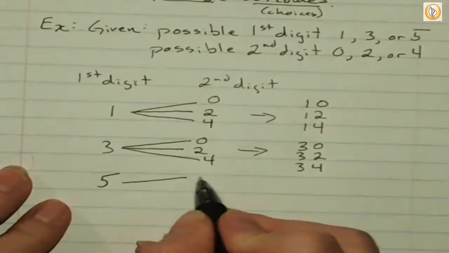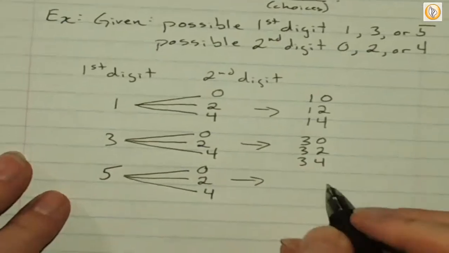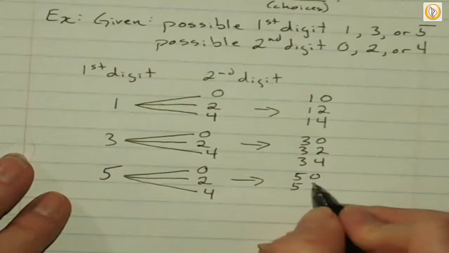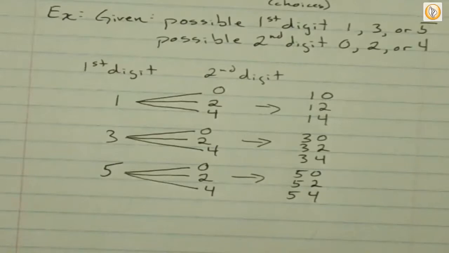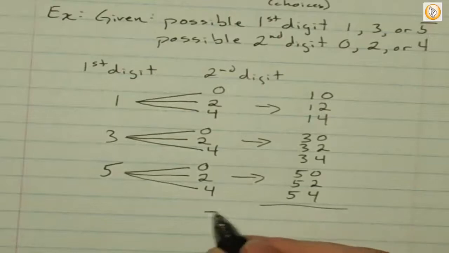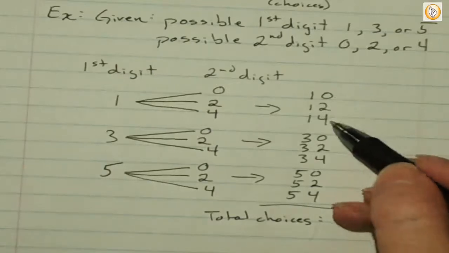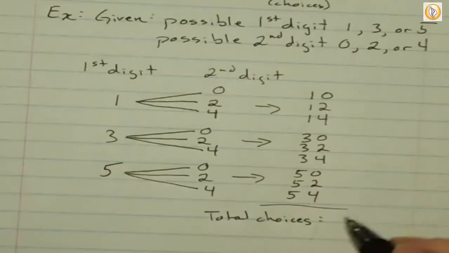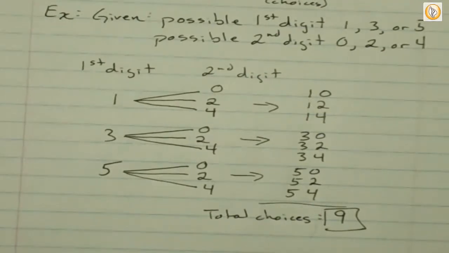And then for 5, same thing. Your choices would be either 0, 2, or 4. So then your 2-digit password would be either 50, 52, or 54. I'll let y'all catch up. So how many total choices do you have? Atalia? That's right. 1, 2, 3, 4, 5, 6, 7, 8, 9. So that would be your answer. 9 total choices. Any questions about the tree diagram?